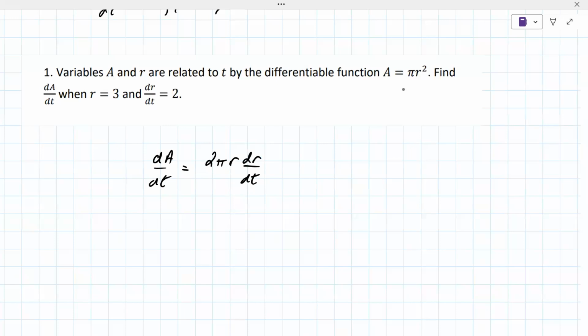Okay. So now you got to figure out what you're finding. It's dA/dt. They give you r, they give you dr/dt, so you have to do this exactly. Okay. 12 pi? Yeah. Now we're gonna start getting into units. And units are really important here, but for these problems, not so much.